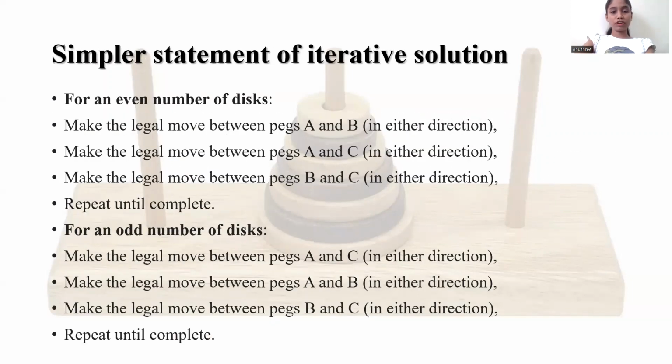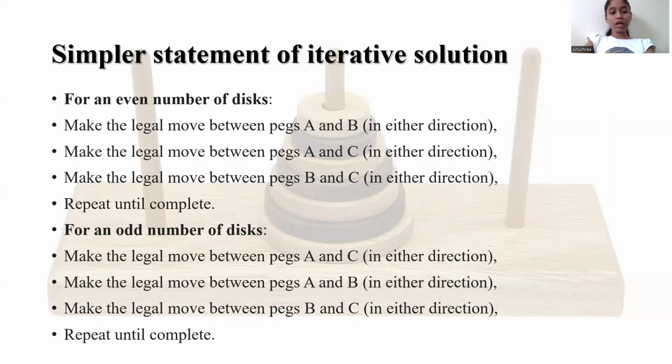Simpler statement of iterative solution. For an even number of disks, make the legal move between pegs A and B in either direction. Make the legal move between pegs A and C in either direction. Then make the legal move between pegs B and C in either direction. Repeat until complete.